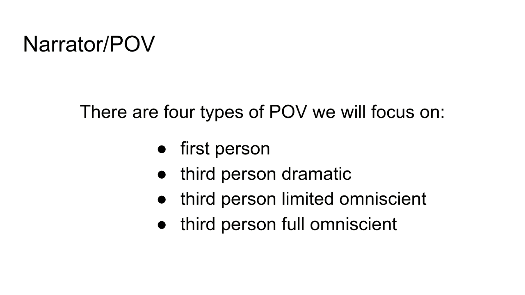There are four types of point of view that we're going to discuss. First person point of view, third person dramatic point of view, third person limited omniscient point of view, and third person full omniscient point of view. There are other points of view, and depending on the instructor or the professor, there might be different terms that they use to refer to these same types of points of view. But these are the terms that we're going to use. This is what we're going to limit ourselves to in terms of paper three.